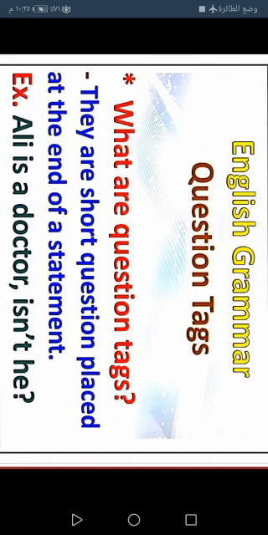Today, inshallah, we are going to study an English grammar lesson and we will learn about question tags. At first, we want to know what question tags are. They are short questions placed at the end of a statement.